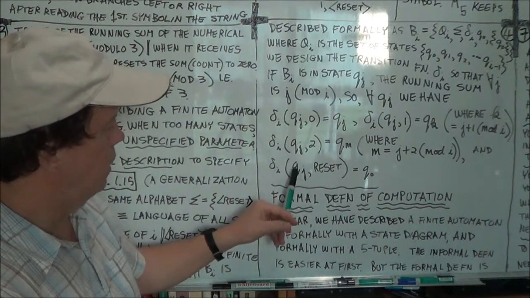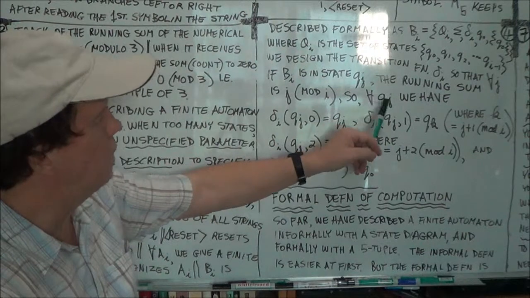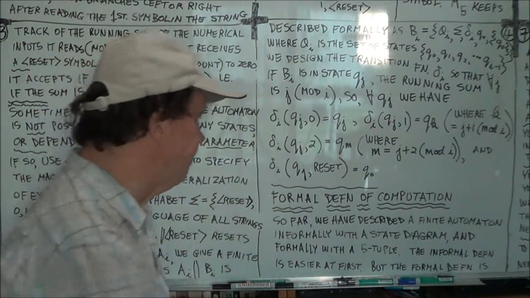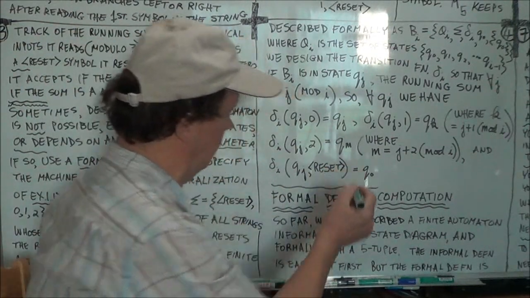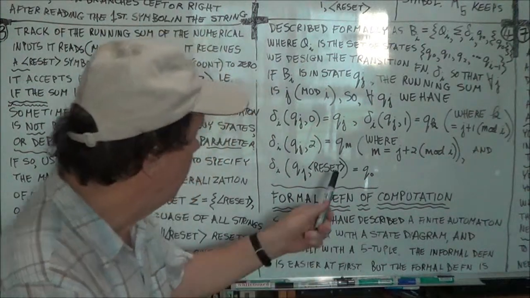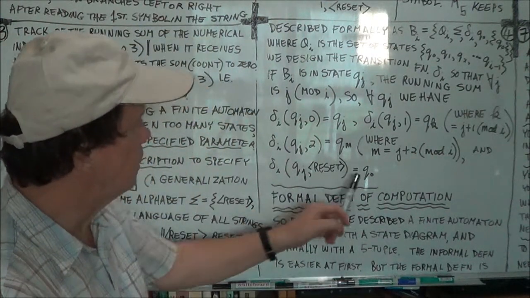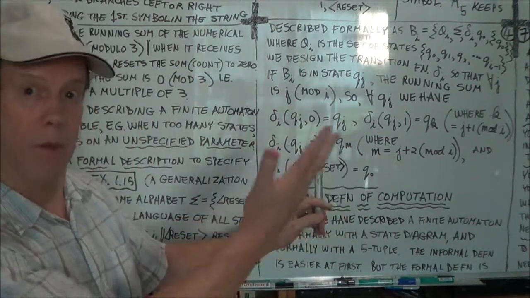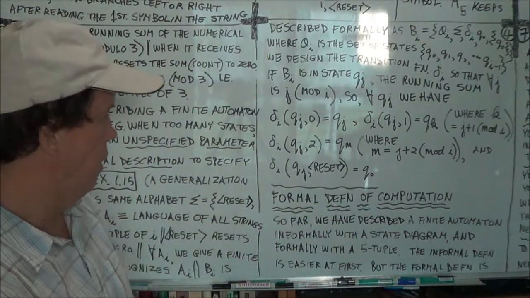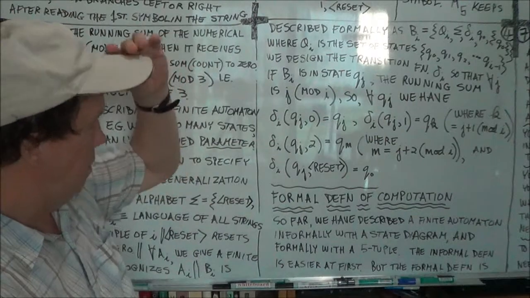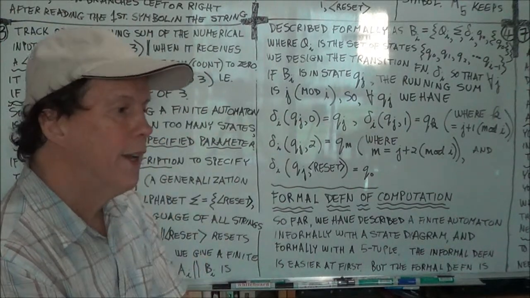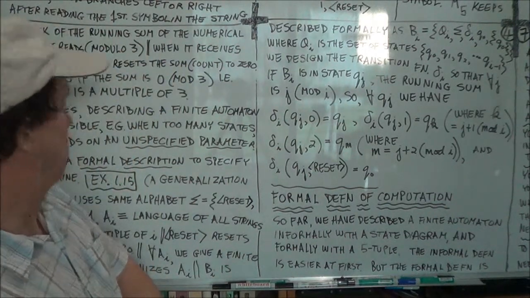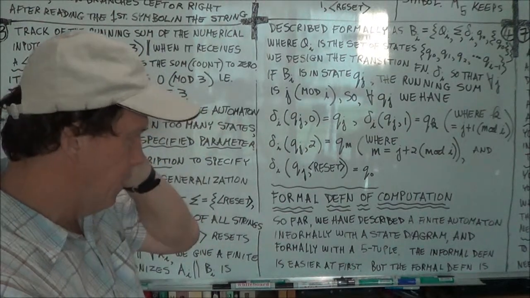And if you're in state qj, for any j, and then you read reset, thinking of reset as a symbol, then you go to state 0. So this q0 corresponds to the number, the running sum, 0. Right? Reset just means put it back to 0. Okay, so that's the end of the analysis of the example 115. Right?